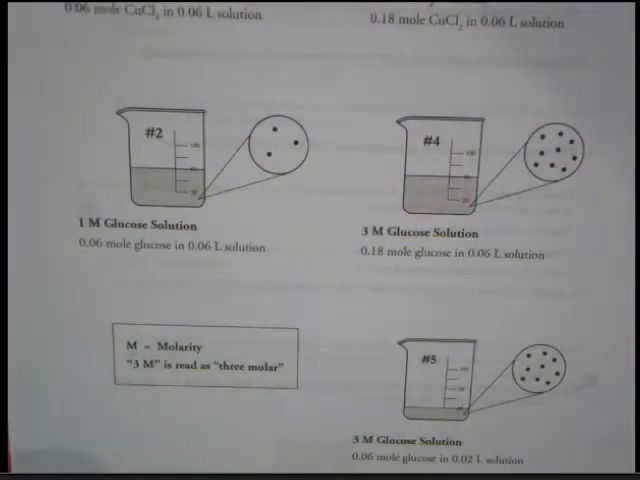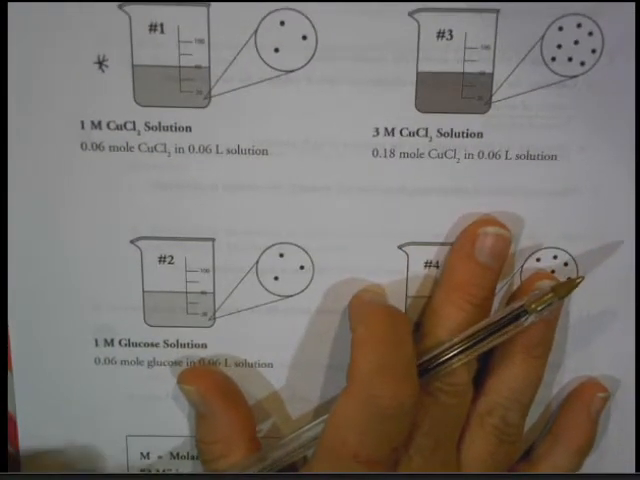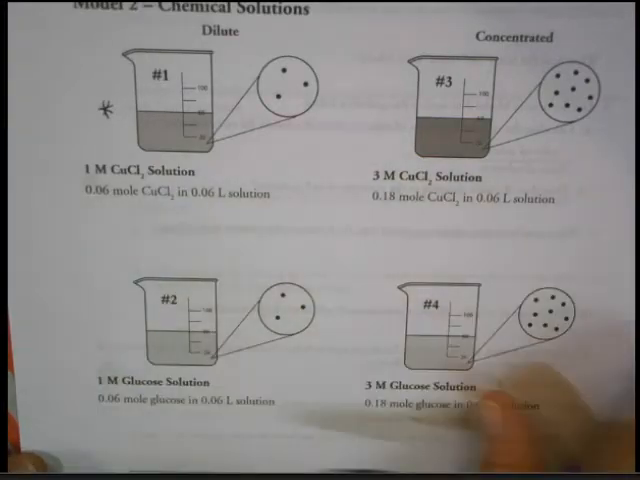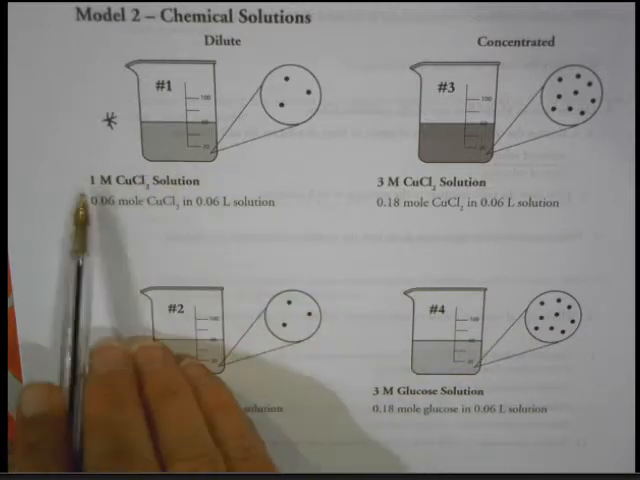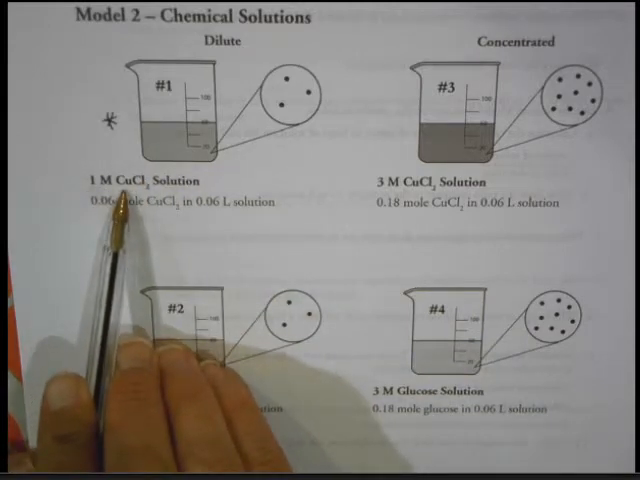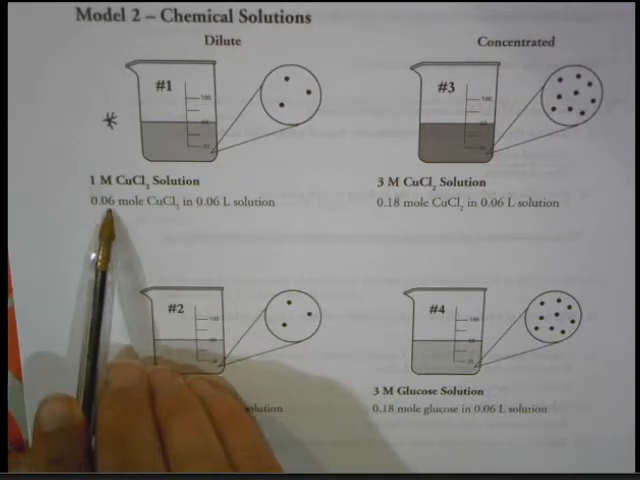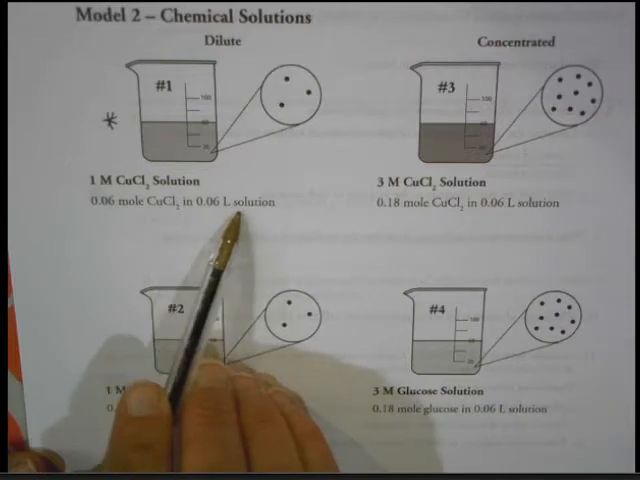All right, so let's do a little example here on this page. I'll just do number 1 as your example, and then I want you to do the others on your own. You have number 1 here, and it tells us it's a 1 molar copper chloride solution, 0.16 moles of copper chloride in 0.06 liter solution.